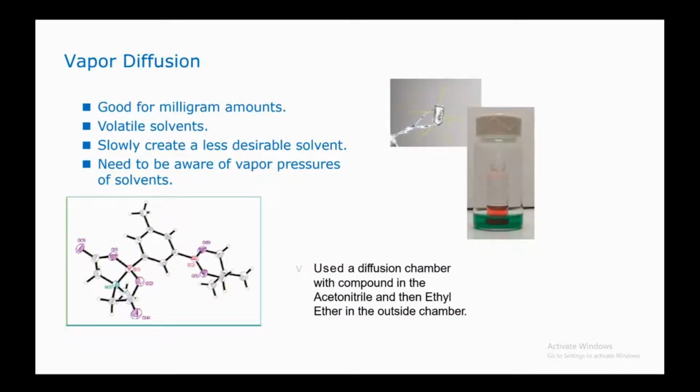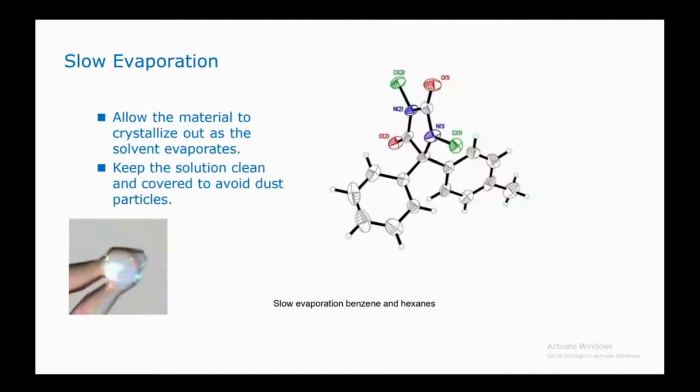Vapor diffusion. Good for milligram amounts. Volatile solvents slowly create a less desirable solvent. You need to be aware of the vapor pressures of solvents. We used a diffusion chamber with the compound in acetonitrile and ethyl ether in the outside chamber.